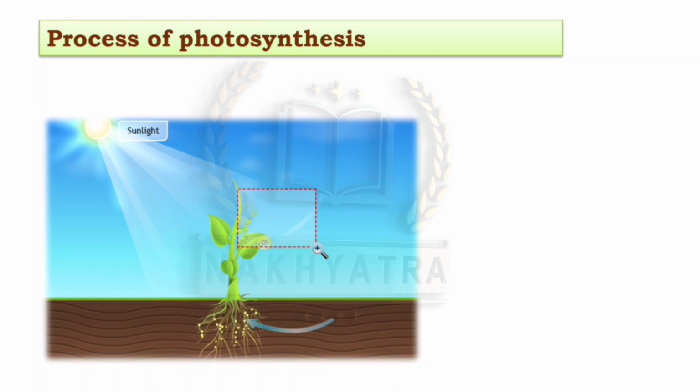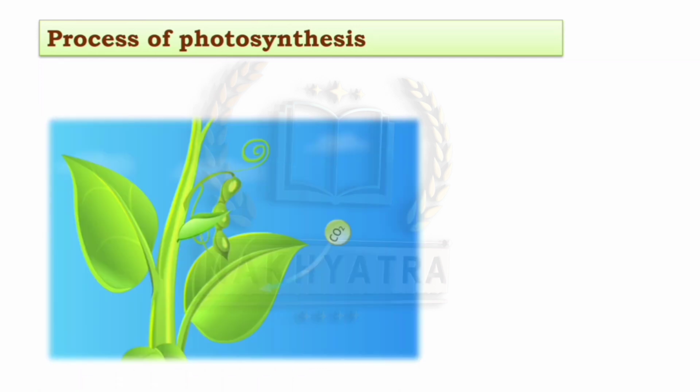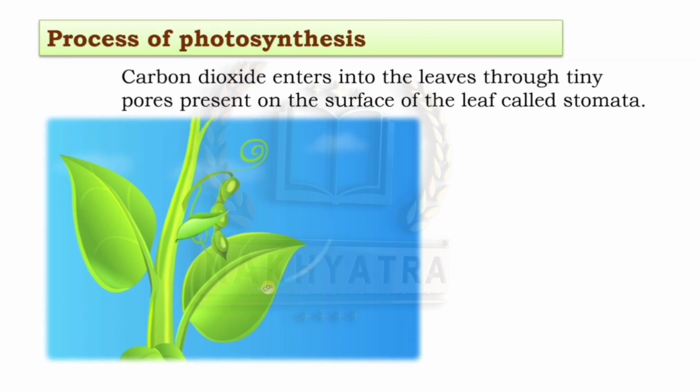Okay, now let us zoom in and see how carbon dioxide enters into the leaves. You might be thinking, how does it enter, right? So see, carbon dioxide enters into the leaves through tiny pores present on the surface of the leaf called stomata. On the surface of the leaf there are tiny pores, where carbon dioxide enters into the leaves, and those tiny pores are called stomata.